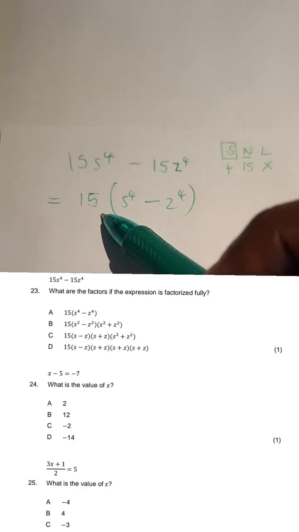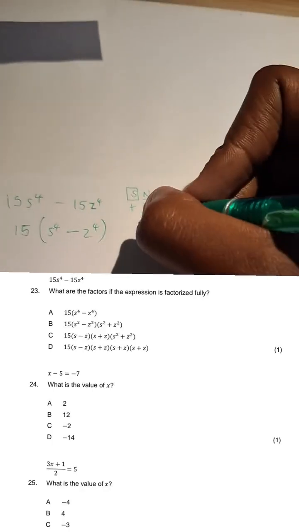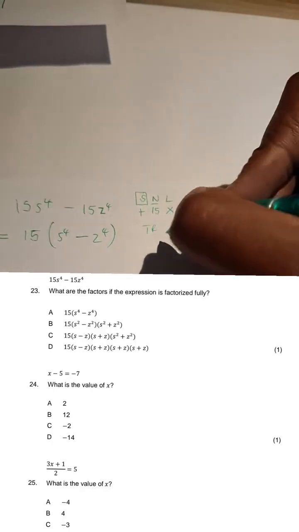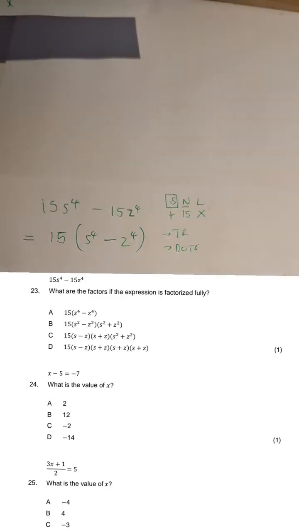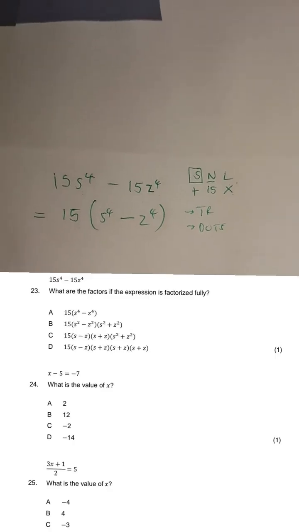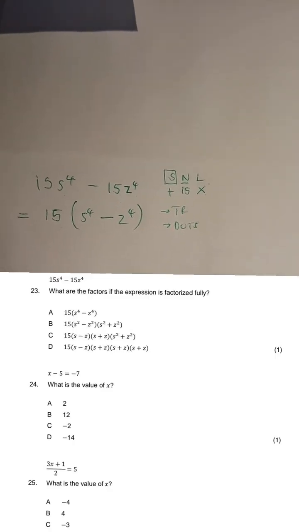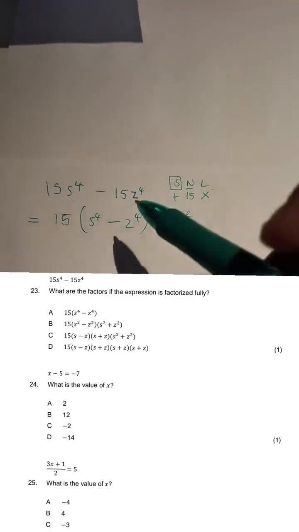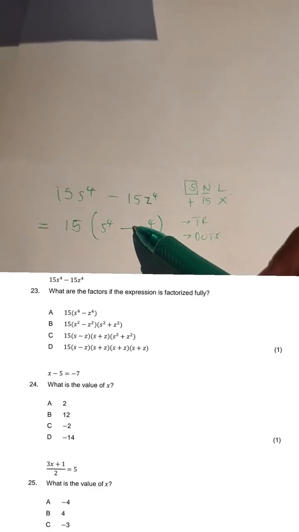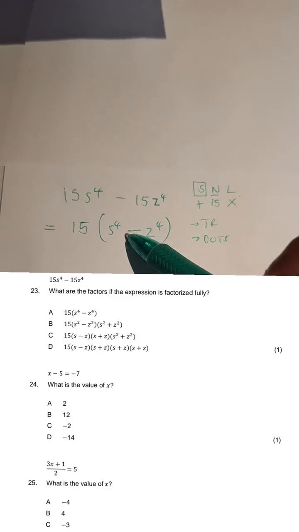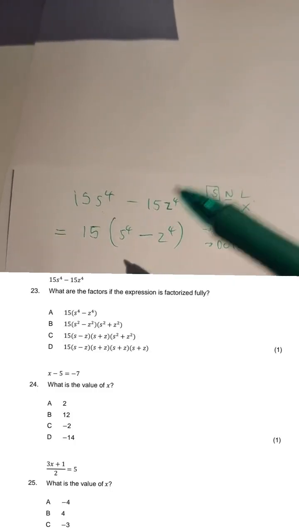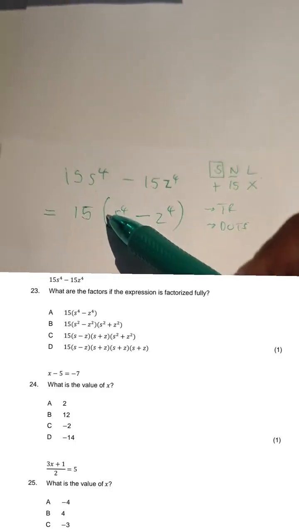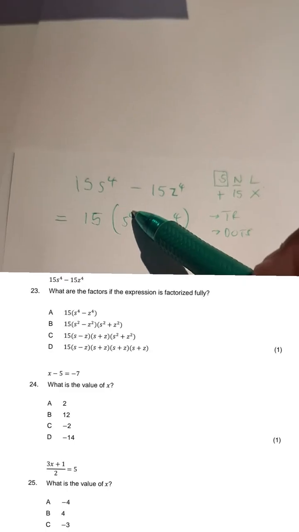After taking out the highest common factor, we then check, do we have trinomial factorization following up? Or do we have difference of two squares factorization? Or do we have grouping or any other type of factorization? So if you look here, you can see this is a difference, a minus, of two perfect squares. How do we know, guys, that these are perfect squares? S to the power 4.